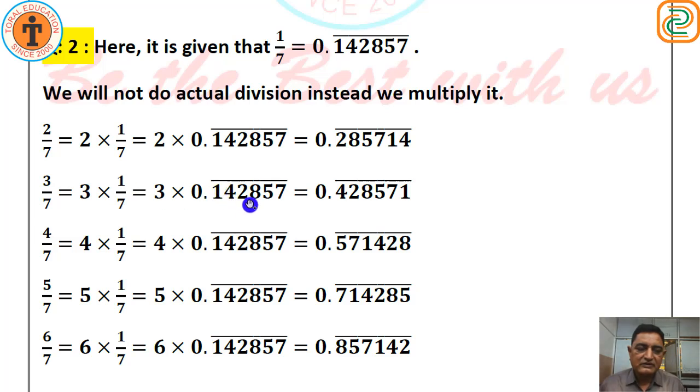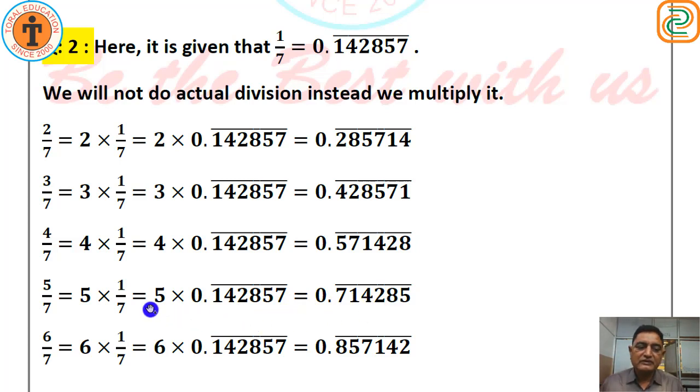So 1 upon 7 means this. If we multiply both, we get 0.428571. Similarly, 4 upon 7 is 4 into 1 upon 7, that means 4 into 0.142857. So we will get 0.571428. Understood? Pattern. 5 upon 7 is 5 into 1 upon 7, that is 5 into 0.142857.